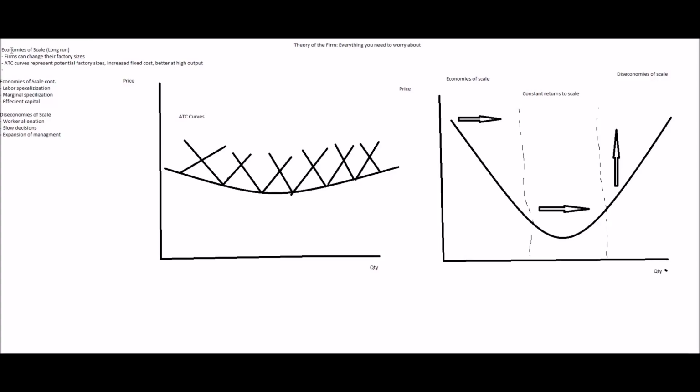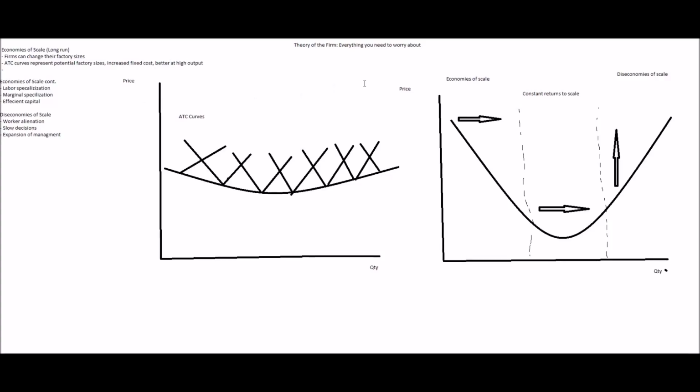So in economies of scale in the long run, firms are able to change their factory size. The big thing to notice here is that ATC curves represent potential factory sizes. But these operate at an increased fixed price, and for a firm to actually be at this optimal point, you need to be at a high output of goods. And this concept is represented by this graph over here.